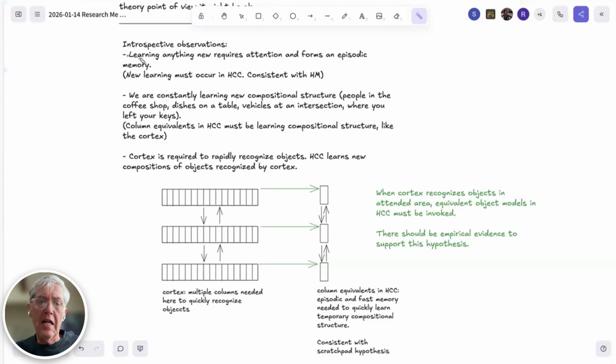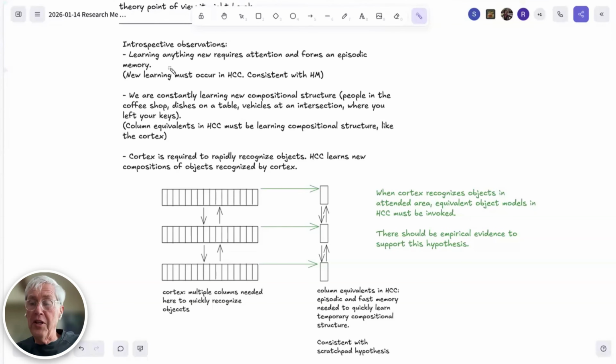It seems to me learning anything requires attention and forms episodic memory. I try to come up with an example where I learned anything new, where I didn't have to attend to it in some way, and I didn't have any kind of episodic memory for it.